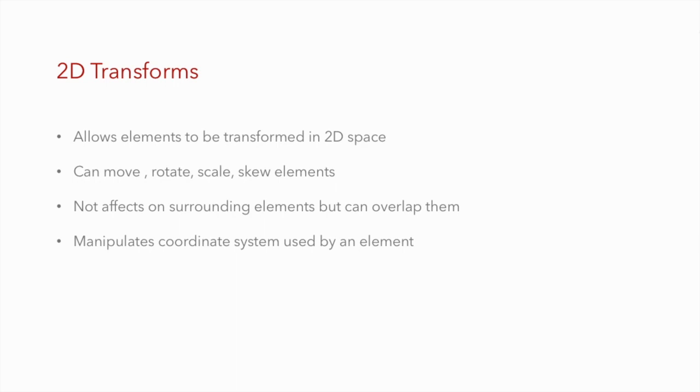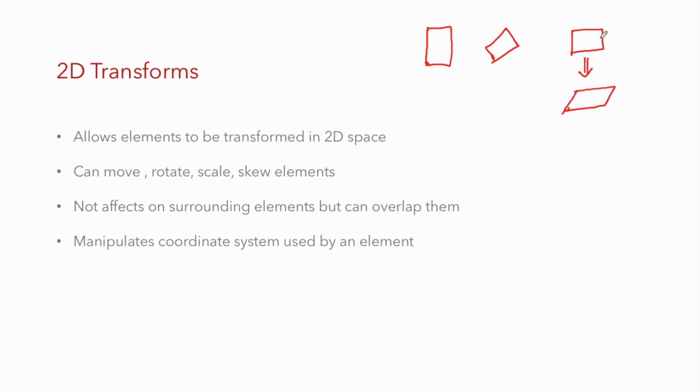When we use 2D transformations, what we basically do is we manipulate the coordinate system used by that particular element. So what happens in case of 2D transformation is, when we say rotate, if this is an HTML element, a div in this particular shape, when you rotate it will become something like this. When we skew, it will become from this particular shape to something like this. So this is nothing but skewing.